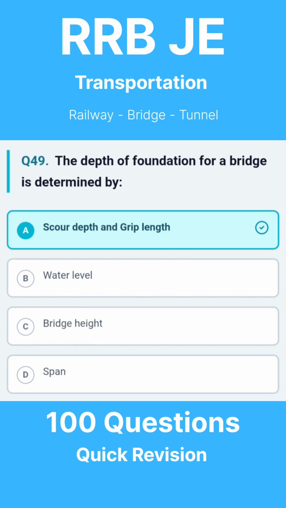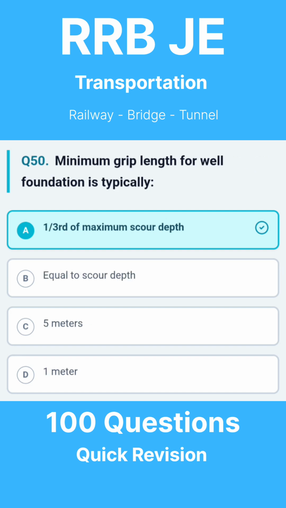Question 49. The depth of foundation for a bridge is determined by. The correct answer is scour depth and grip length. Question 50. Minimum grip length for well foundation is typically. The correct answer is one third of maximum scour depth.